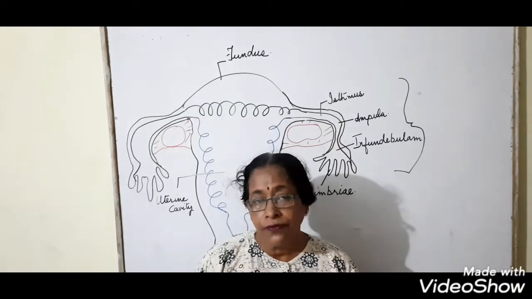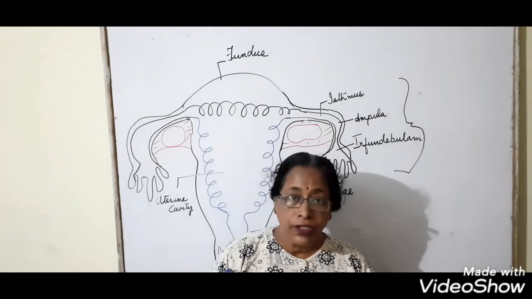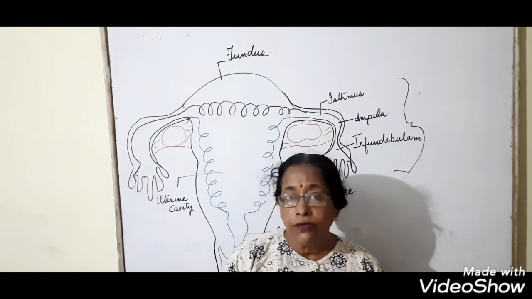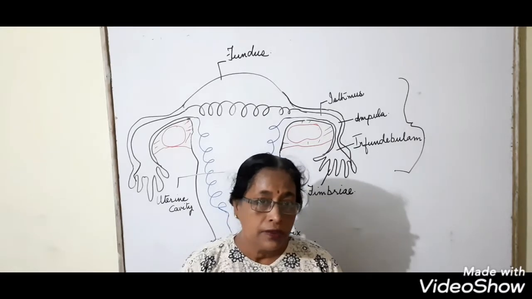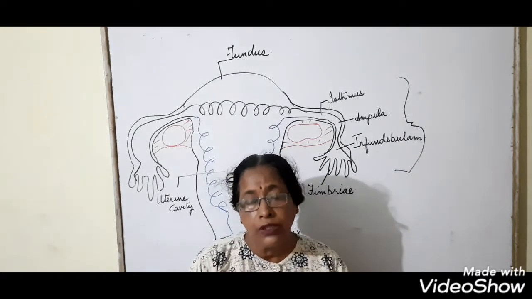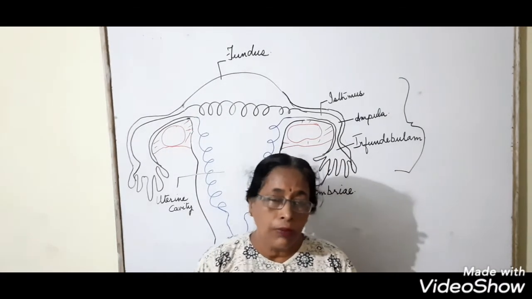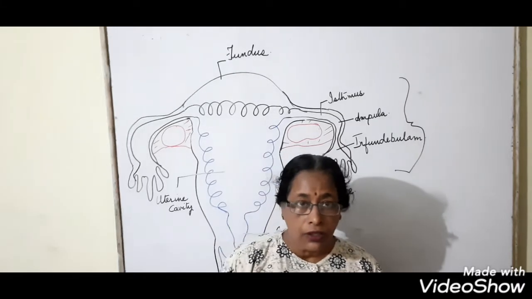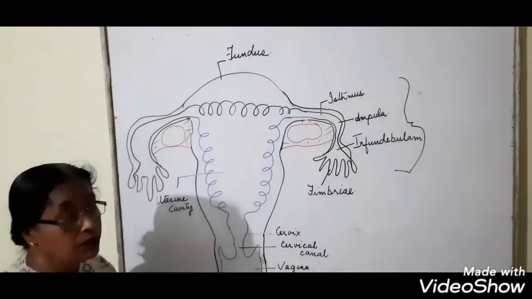In the previous class, we talked about the structure of the ovary. We have seen the whole internal structure of the ovary. Now today we are going to learn about the female reproductive system, which consists of the fallopian tube, the uterus and the vagina. We will also talk about the external genitalia and the mammary gland. So let's see the female reproductive structure.